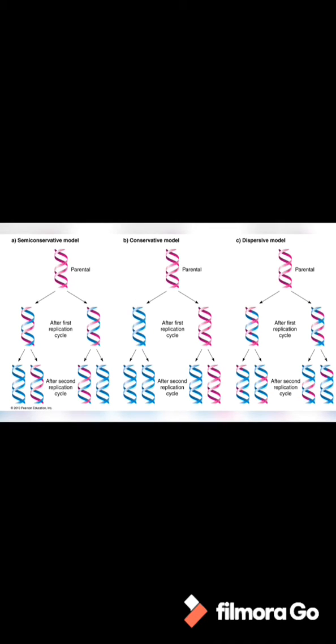In the dispersive model, material in the two parental strands is distributed more or less randomly between two daughter molecules. In the model shown here, all material is distributed symmetrically between the two daughter molecules. Other distributions are possible.